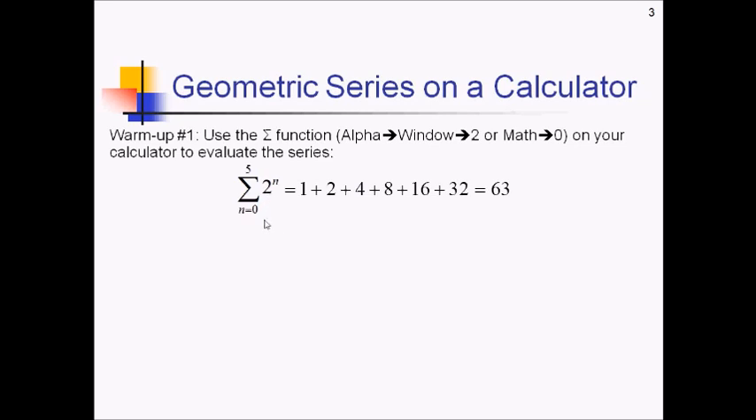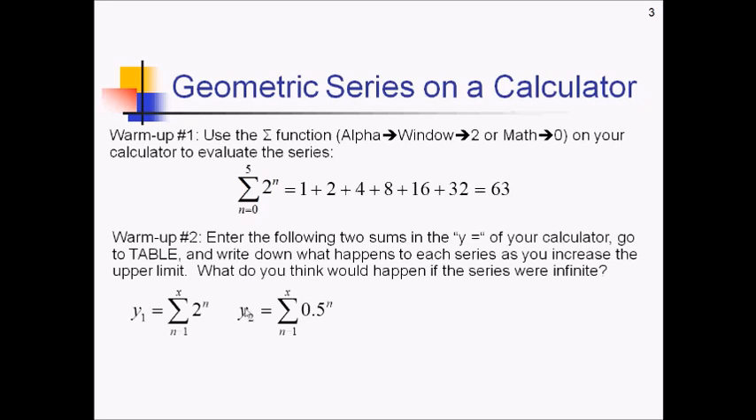But the other reason I want you to have this is I've got a second warm-up for you. This one's even cooler. For this warm-up, I'm going to have you create 2 functions using sigma. The way you're going to set up these functions is you're going to make the upper limit the input on these functions. So we're going to do y1 equals sigma from 1 to x of 2 to the n, and then in y2 you're going to do pretty much the same stuff, but you're going to have 0.5 instead of 2 for your common ratio for this geometric series. So pause the video, follow these directions, check out the table, and see what happens as you increase this upper limit.